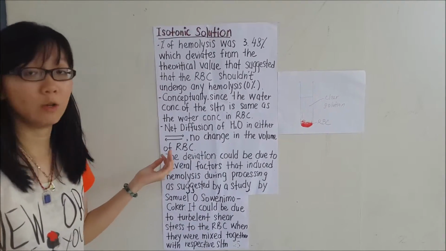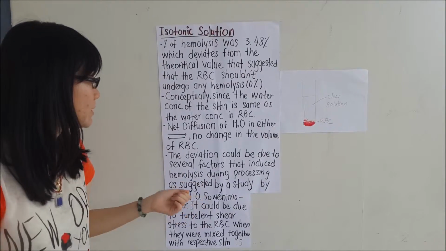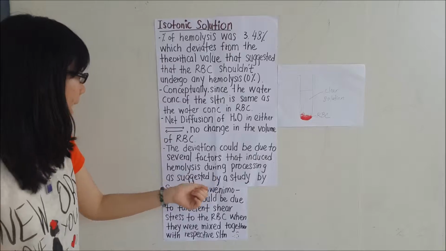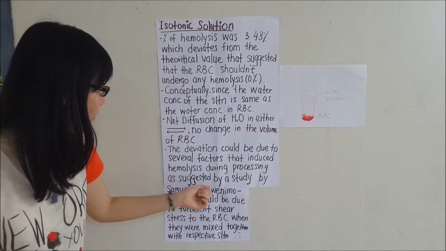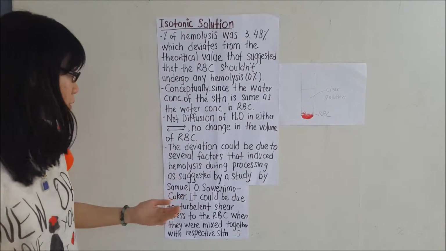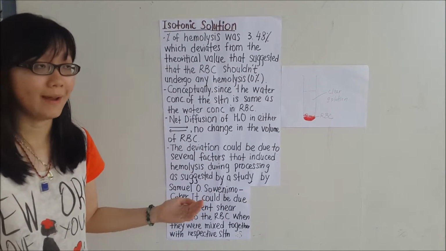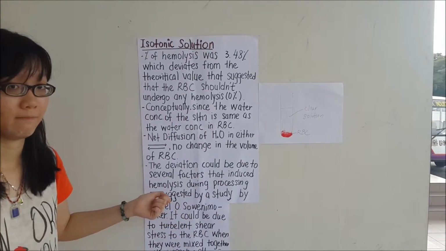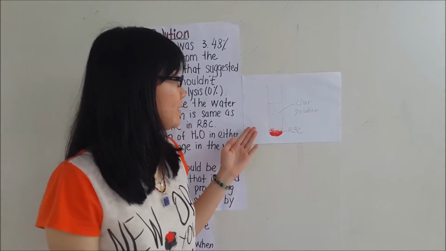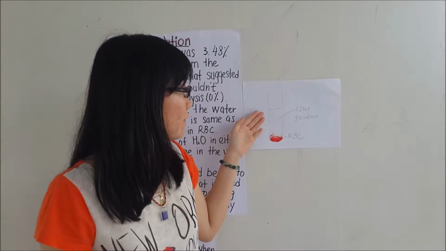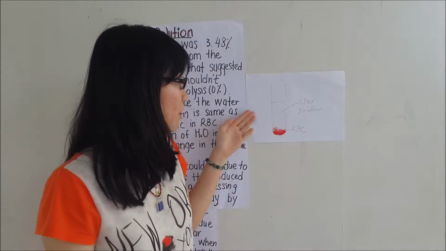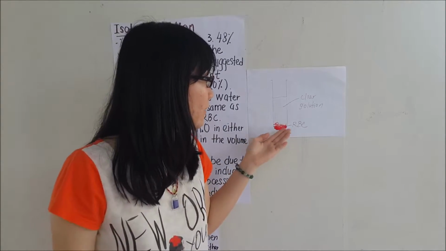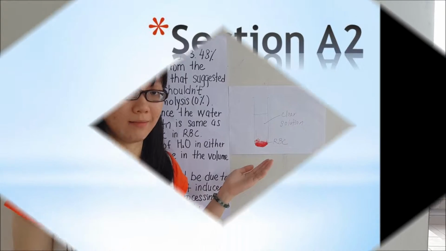The deviations could be due to several factors that induce hemolysis during the processing, as suggested by a study. It could be due to the stress to the red blood cells when they were mixed together with the respective solutions. Our result shows that the upper part of our solution is clear, whereas the bottom part only contains the red blood cells. This shows that the red blood cells did not undergo hemolysis.